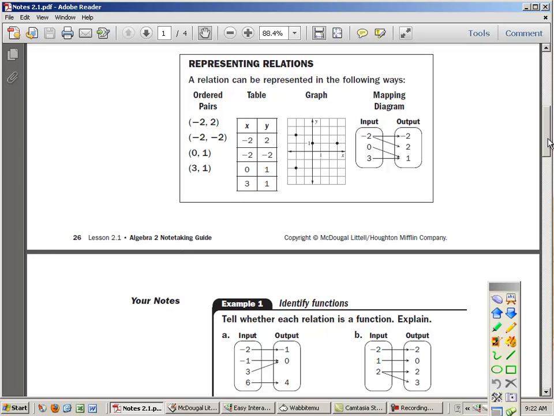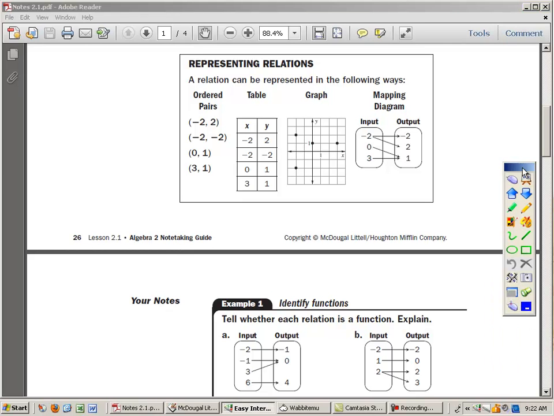Notice each one of these pictures shows the exact same ordered pairs. Each one of them shows the same input mapping to the same output. -2 maps to 2. Here's -2 maps to 2. Here's -2 maps to 2. And here's -2 mapping to, whoops, I'm sorry. Undo that. Here's -2 mapping to 2.